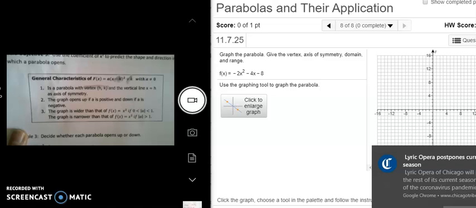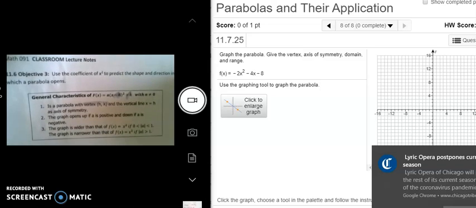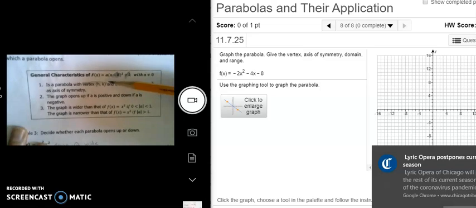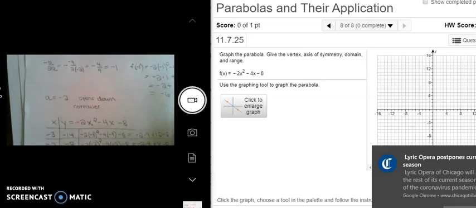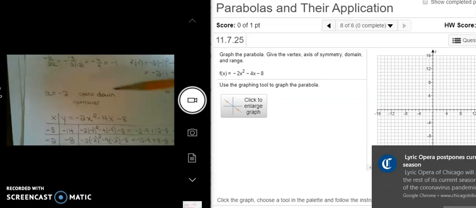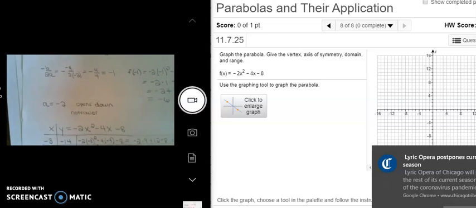Okay, so just to review, this is from 11.6, Objective 3. They talk about the vertex, if it opens up or if it opens down. In our case, a was negative 2, so it opens down. And then whether it's wider or narrower. So going back to this one, a is negative, so it opens down. And because the absolute value of negative 2 is greater than 1, it should be narrower than the basic function.